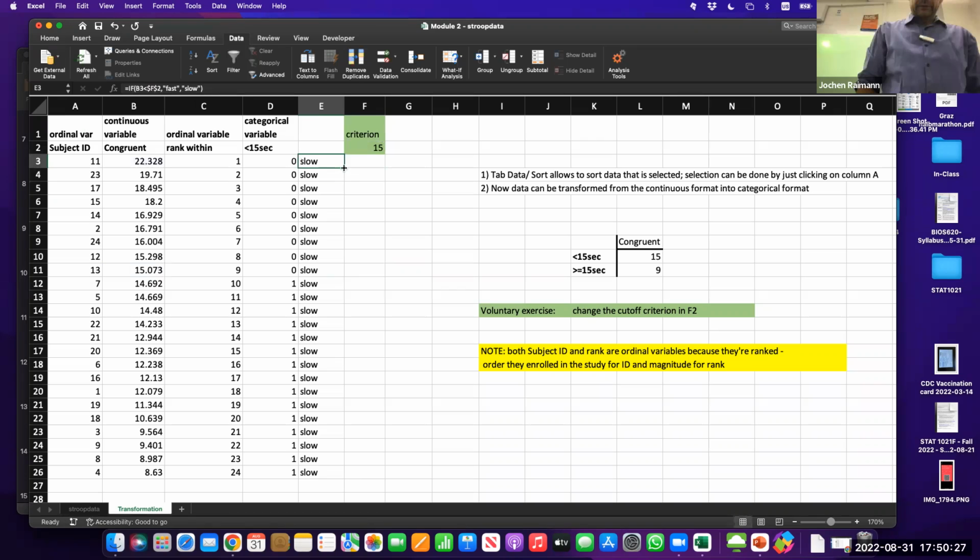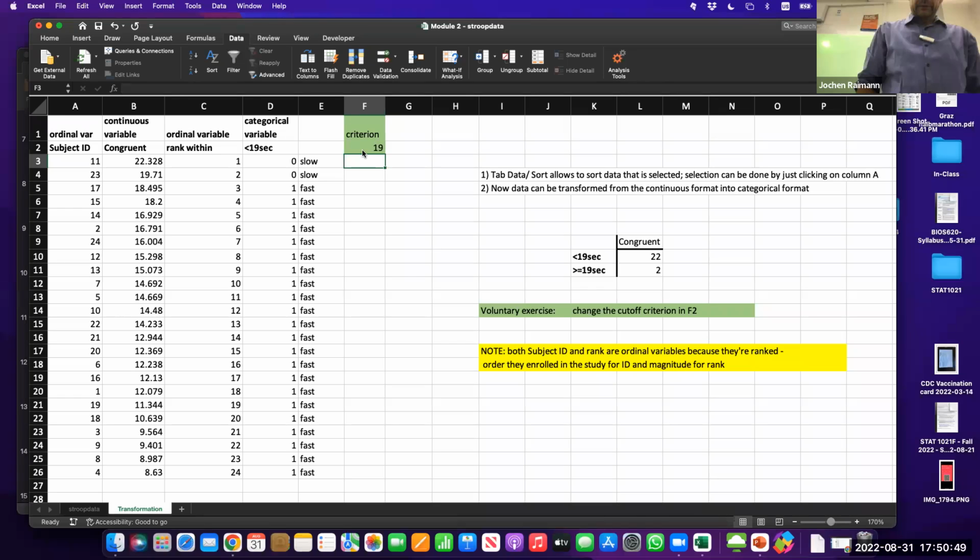If you click on the cell and you do dollar, you do $F$2. So this is our F2, that's the criterion. And now the beauty of that again is, if you want to change the criterion, you can change it here to 19. It will automatically change the entire row.